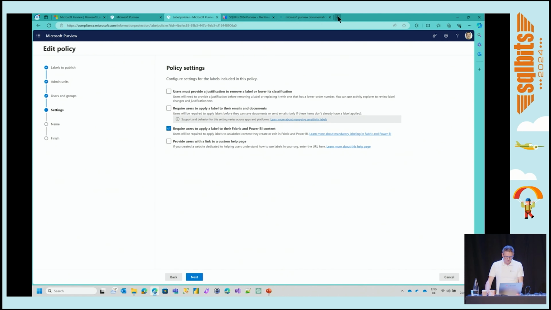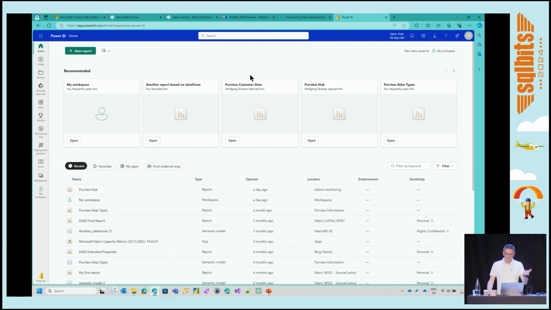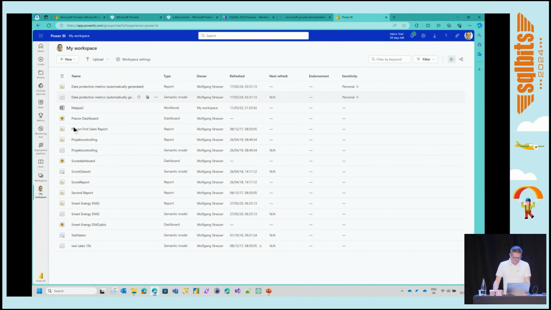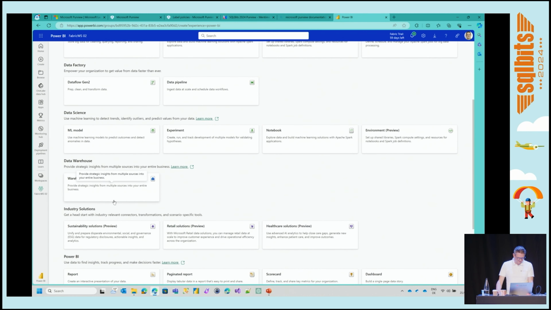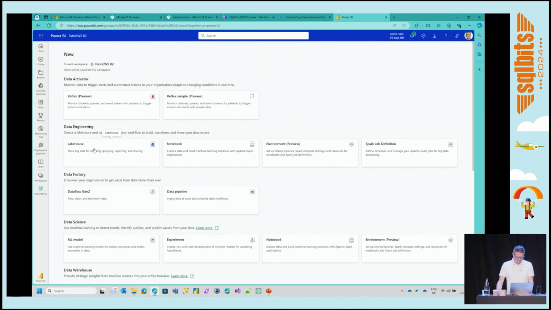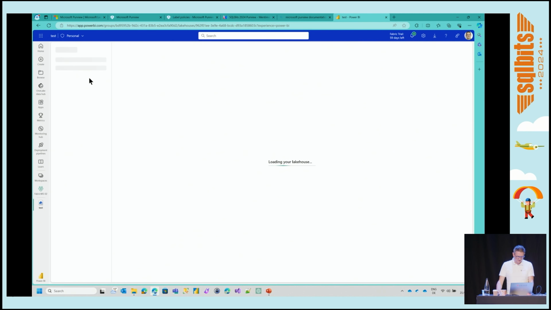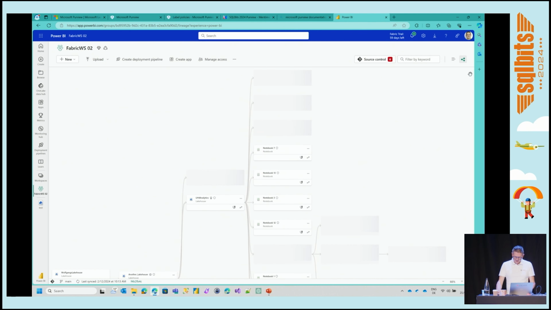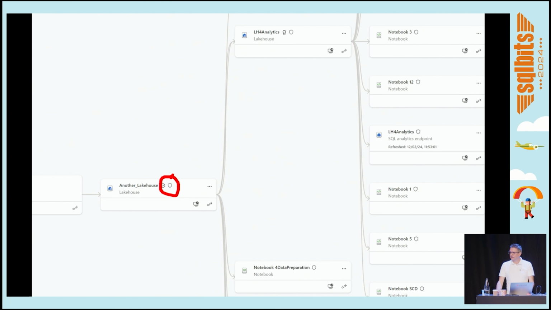And whenever I head over to Fabric and create a new lakehouse, I have to add a sensitivity label. Let's add one. Before I add one, I will show you the more interesting stuff over here. The sensitivity labels. Here we are. That one is the icon that shows there is a sensitivity label applied.